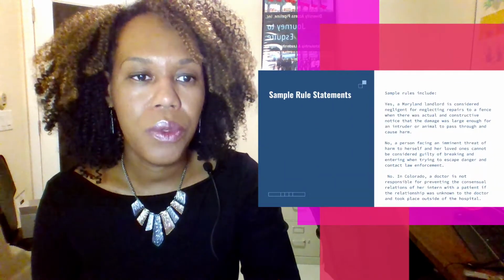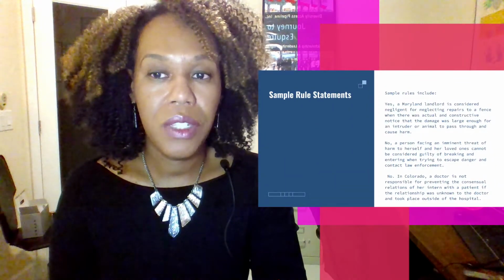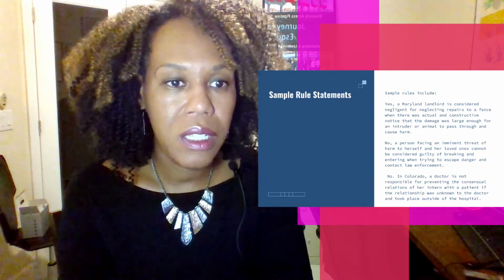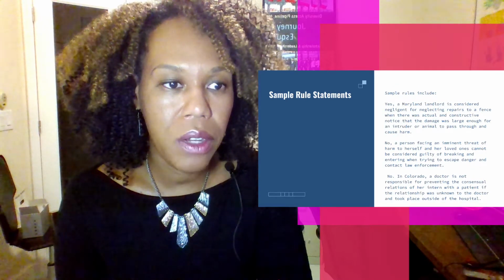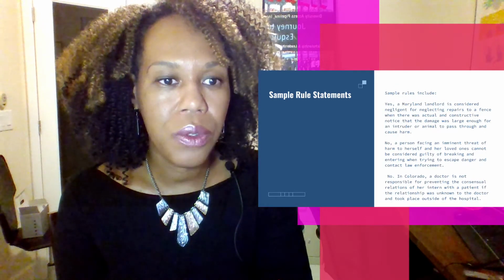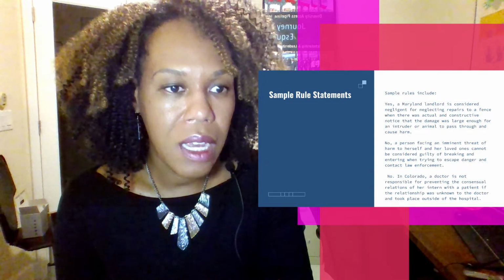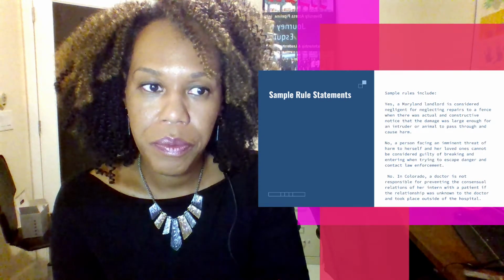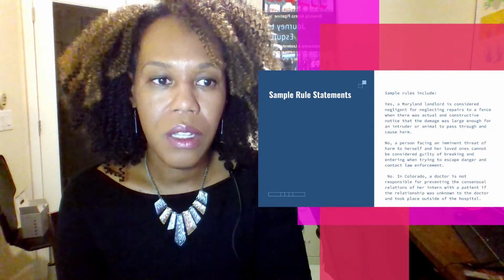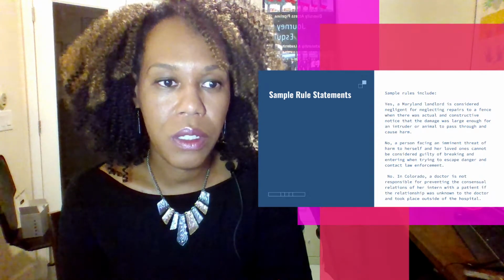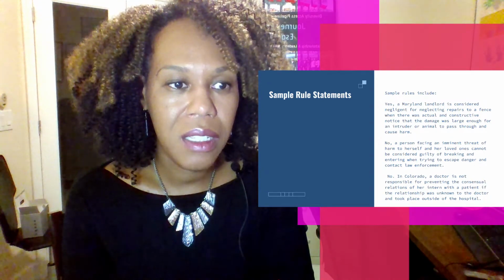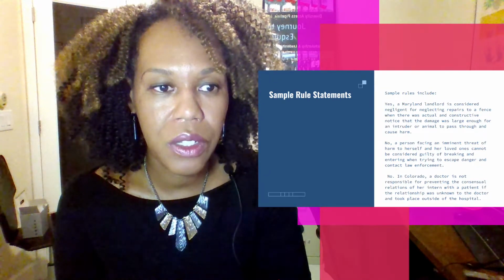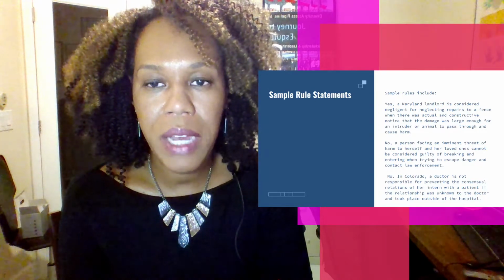So here are some sample rule statements that are responsive to the issue statements that we talked about earlier. So yes, a Maryland landlord is considered negligent for neglecting repairs to a fence where there was actual or constructive notice that the damage was large enough for an intruder or animal to pass through and cause harm. Okay, so that's a sample rule statement. So we know Maryland requires landlords to maintain fences, and they're required to have actual or constructive knowledge, particularly when the damage is large enough to allow an animal to come in.